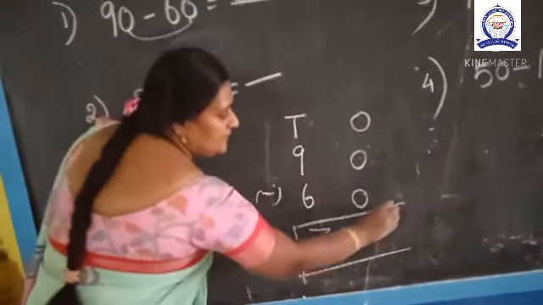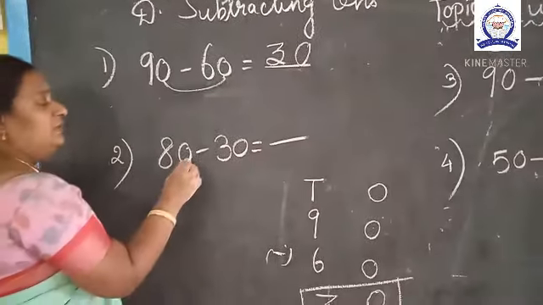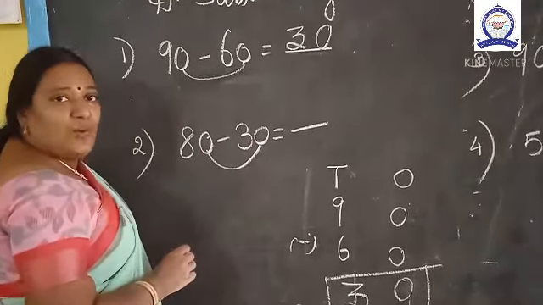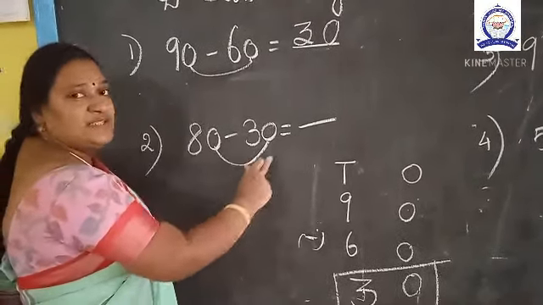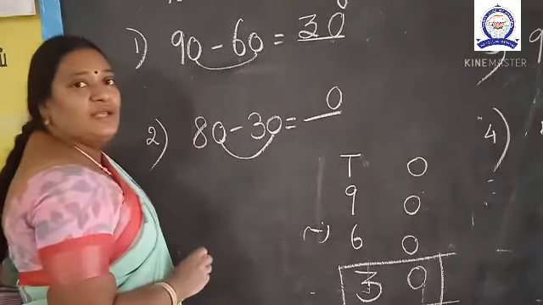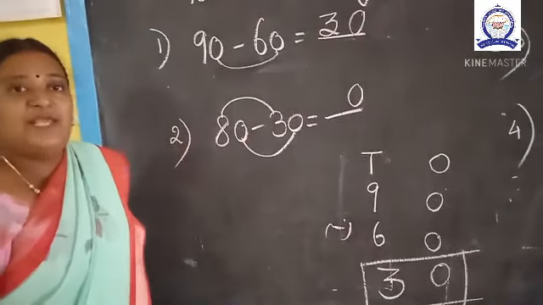So your answer is 30. Okay, you follow any method. So listen. Subtract the ones place column digits. Ones place digit என்னதுங்க? 0 minus 0 is 0. Subtract the tens place digits.